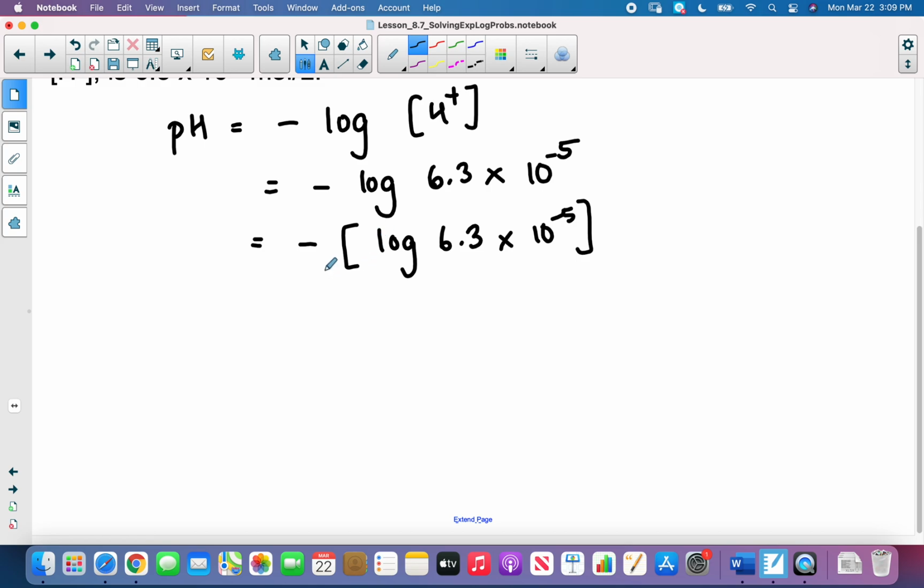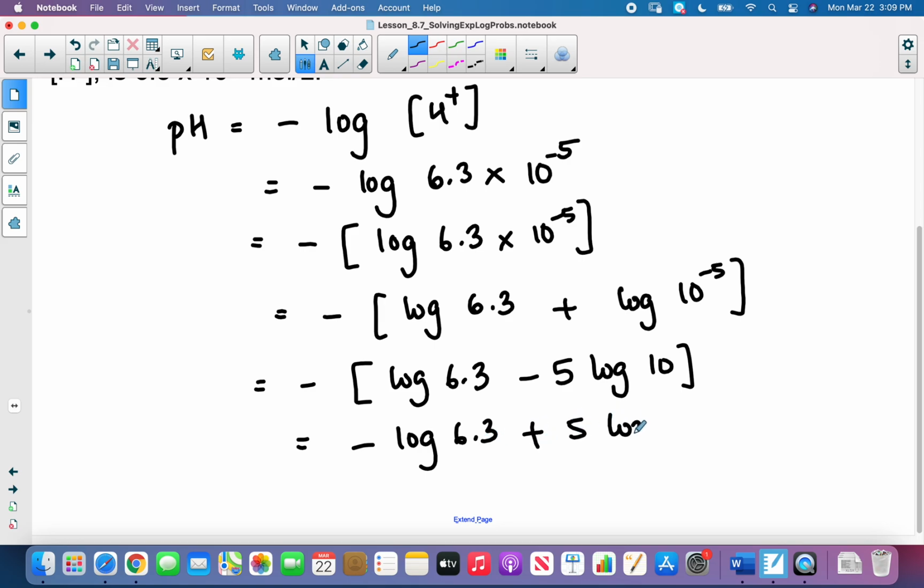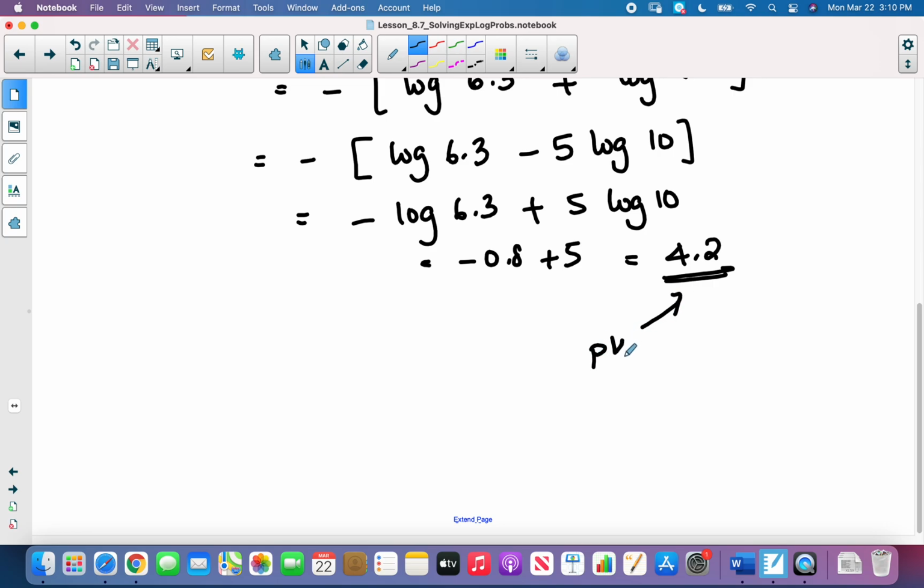And using the law of logarithms, we can say this is the same as log to the base 10 of 6.3 plus log to the base 10 of 10 to the power of minus 5. And this is log of 6.3. We can bring the negative 5 down here, so it becomes minus 5 times log 10. We can distribute the negative into the brackets. We get negative log 6.3 plus 5 log 10. At this point, we can enter it into our calculators. We get negative 0.8 plus 5, which is 4.2. So that is the pH. This is the pH value of tomatoes.